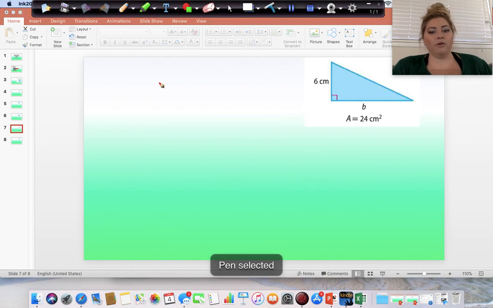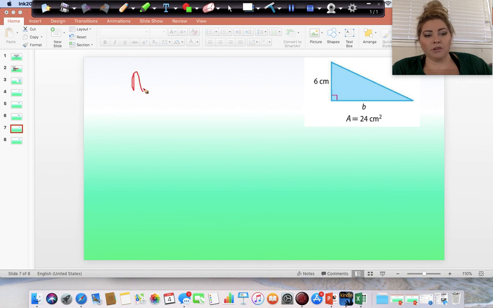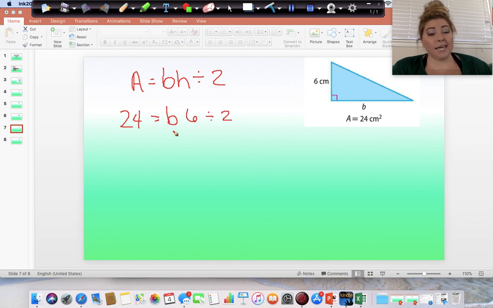Okay, here's another triangle. For this one, we know our area, so we are trying to find our base. So area equals base times height divided by 2. First, we need to show our formula. Second, we fill in the formula. So 24 is equal to b times 6 divided by 2. What I would do in this case is I would divide first. Okay, 6 divided by 2 gives us 3. So I would rewrite our problem. Bring down the 24, bring down our b, and then 6 divided by 2 gives me 3.